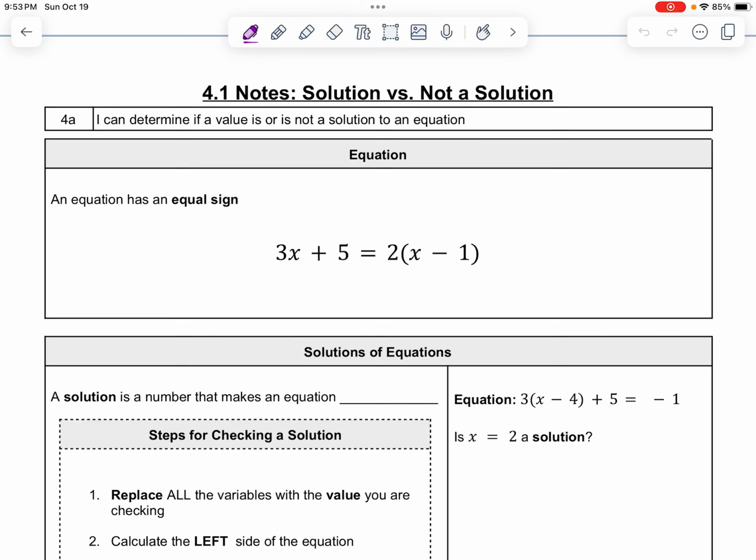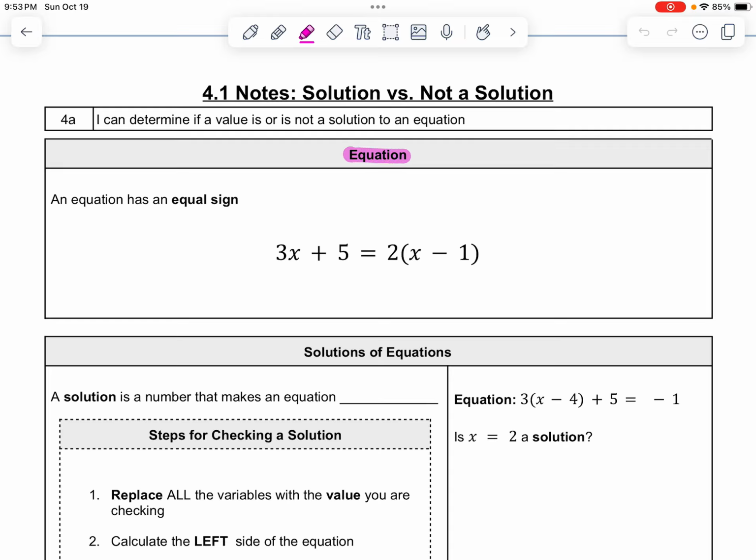Hi everybody! In this video, I'm going to be going through the notes for lesson 4.1, which is about determining whether a number is or is not a solution to an equation. So let's start by talking about what exactly is an equation.